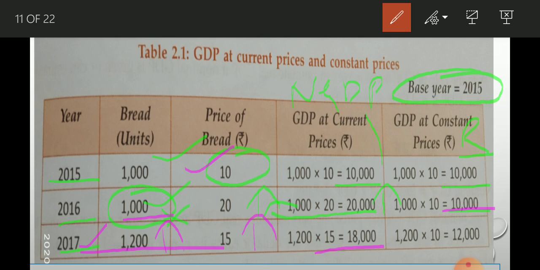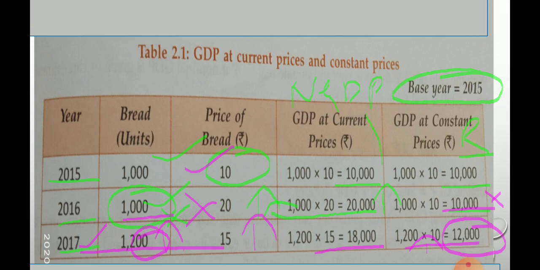Okay, and when we calculate real GDP, it is 12,000. So we can see there is an increase in real GDP also. Here there is no change because production has not changed, but here production has increased from 10,000 to 12,000, meaning there is an increase of 2,000. So that is why there is an increase in real GDP. So you can understand the importance of real GDP.